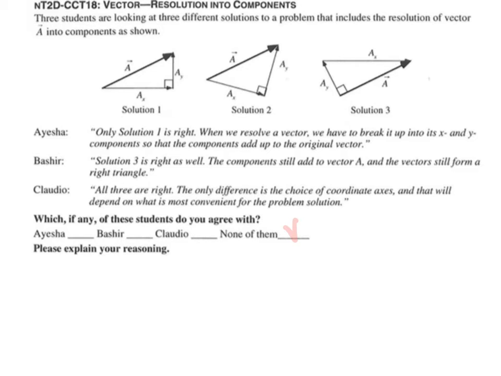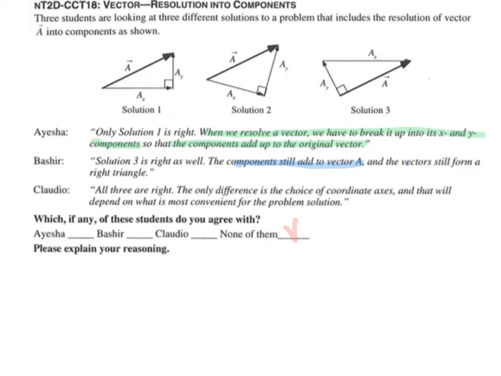Aisha is certainly right that when we resolve a vector, we break it up into its x and y components, so that the components add up to the original vector. And that is true. So solution 1 is perfectly fine, and solution 2 is perfectly fine. But Aisha is incomplete. Bashir is wrong because the components do still add to the vector. That's still true.